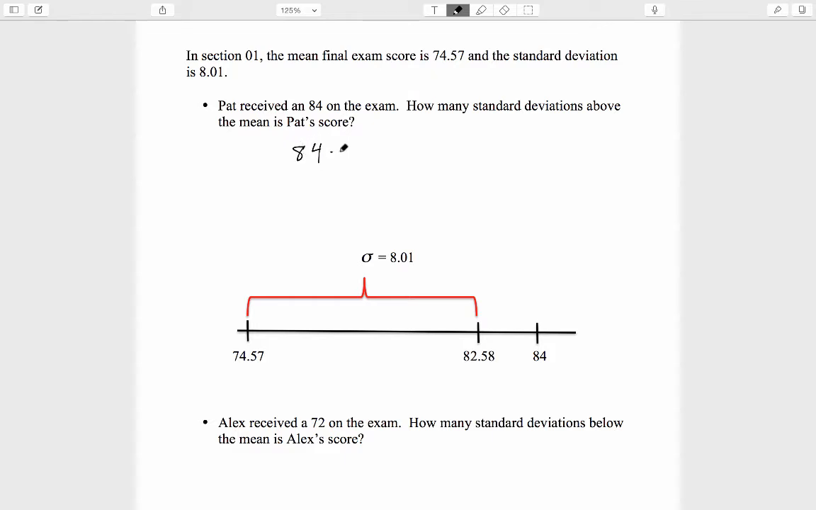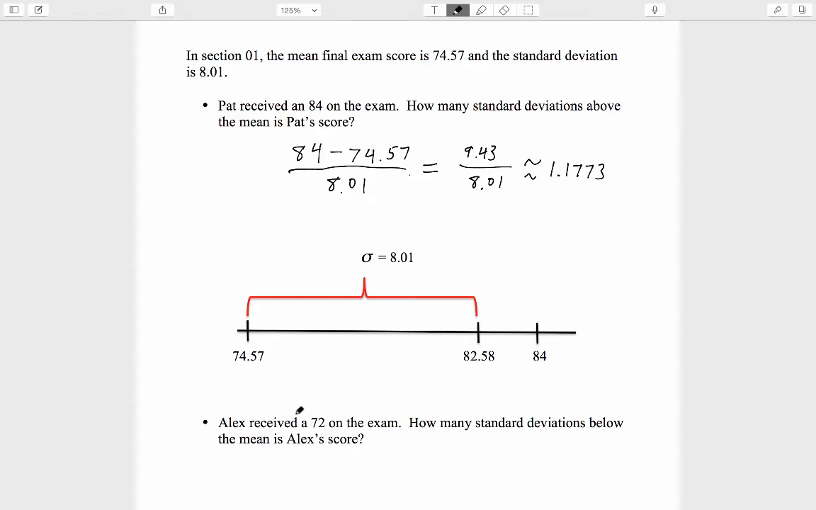In points, Pat's score is 84 minus 74.57 points above the mean. That's just how many points above. But I now need to divide by 8.01 to convert the units from points to standard deviations. So Pat's score is 9.43 points above the mean, divided by 8.01 to convert to how many standard deviations, and that's approximately 1.1773. Pat's exam score is 1.1773 standard deviations above the mean. And that agrees with this picture. 84 is a little bit more than 1 red measuring stick above the mean.